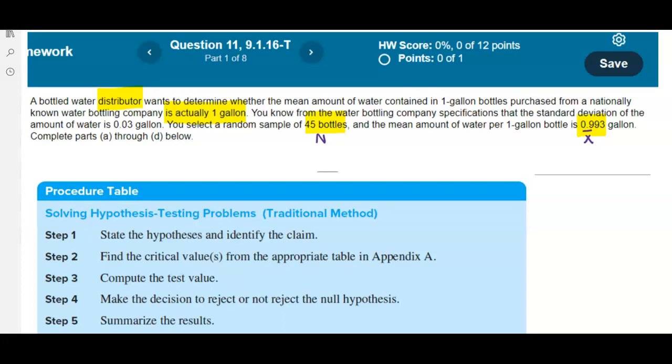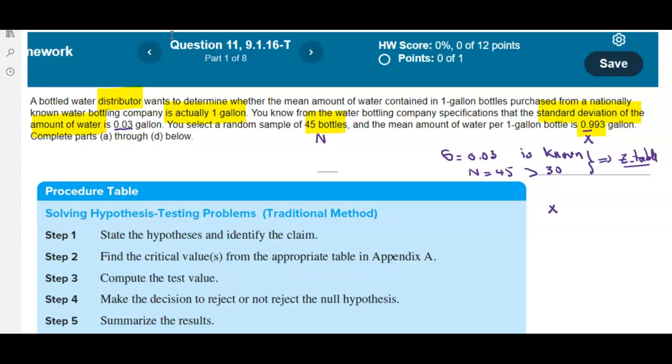As well, they mentioned that they know the standard deviation, and the standard deviation is 0.03. So in this case, sigma is equal to 0.03 and is known. So we have two factors here: sigma is known, and N equals 45, which is greater than 30. So here we're going to use the Z table. Now let's put in the variables that we have.